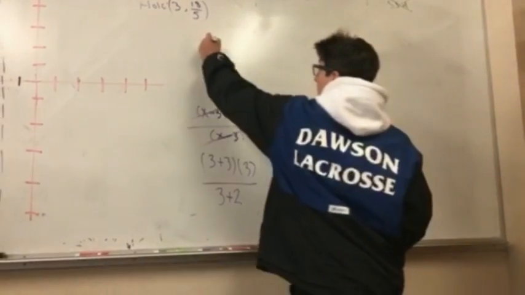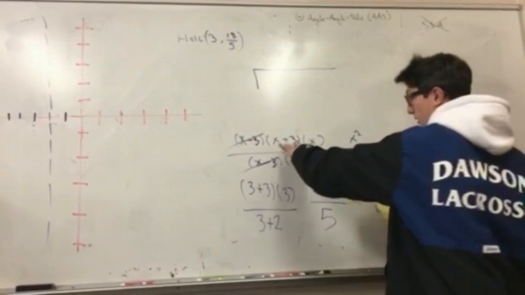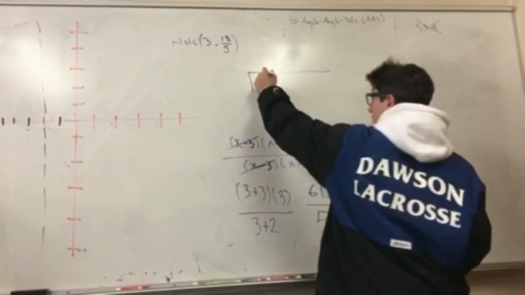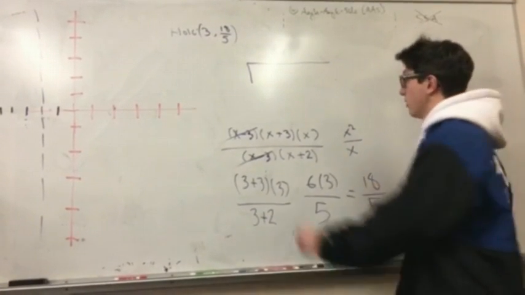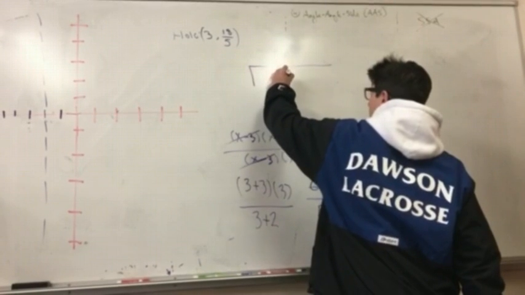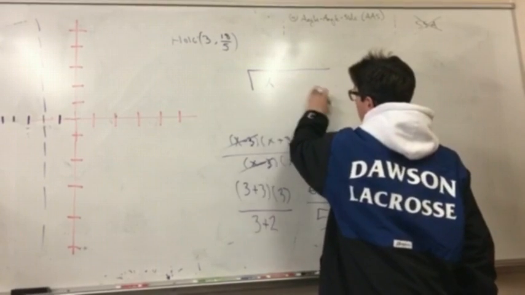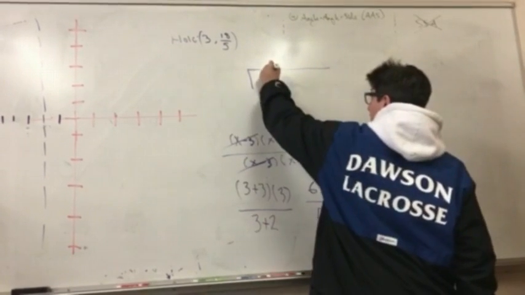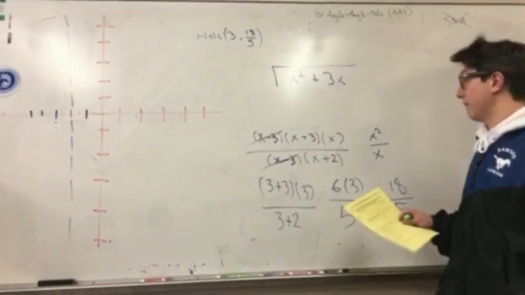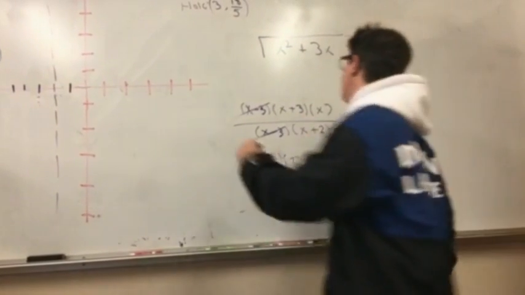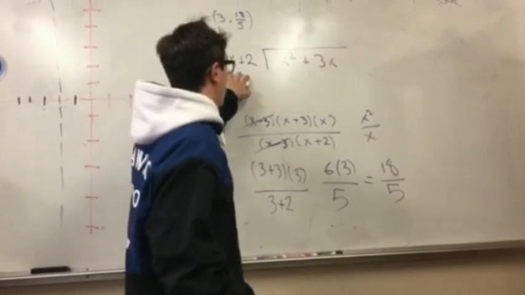So, I'm going to set it up like this. So we're going to put the top equation into here. So we're going to do x squared plus 3x. There you go. Alright, and then we'll have the bottom equation on the outside. So x plus 2.